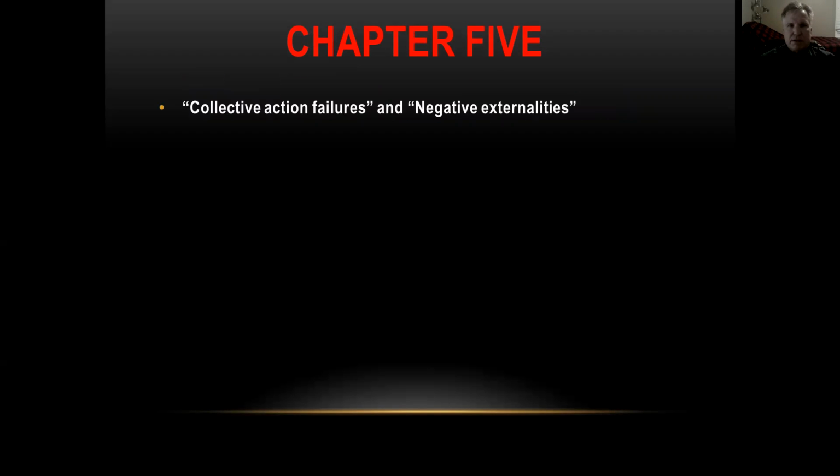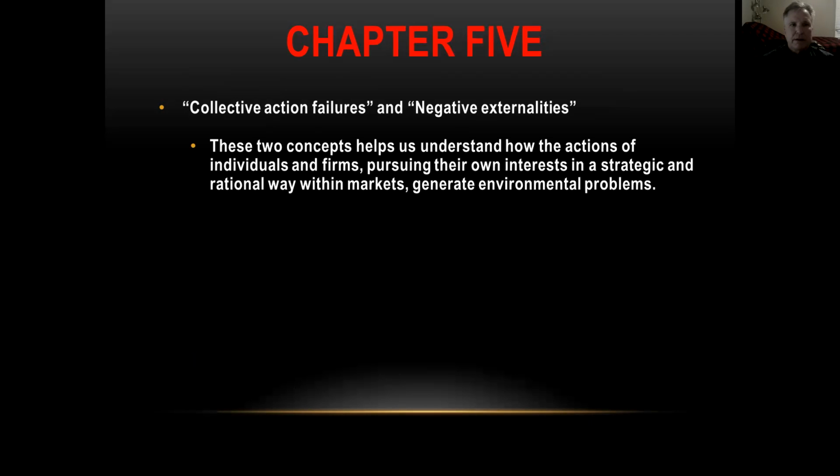So economists like to use these two concepts here: collective action failures and negative externalities. And you may recall these two concepts were discussed in the previous chapter, in chapter 4. And these two concepts help us understand how the actions of individuals and firms pursuing their own self-interests in a strategic and rational way within markets generate environmental problems.